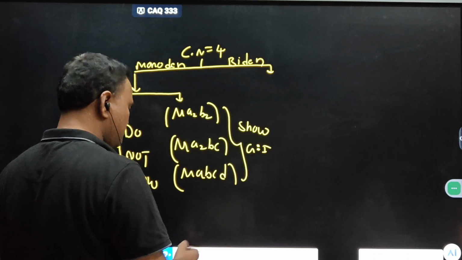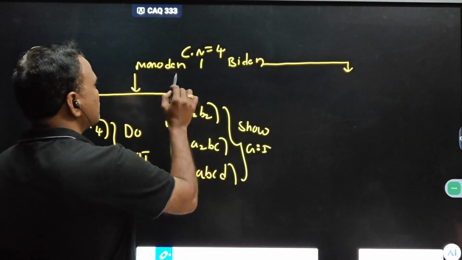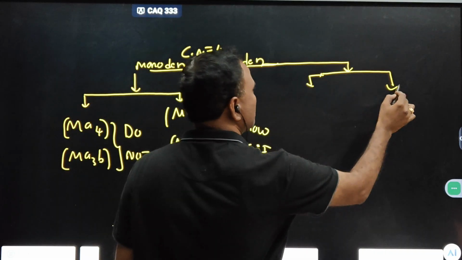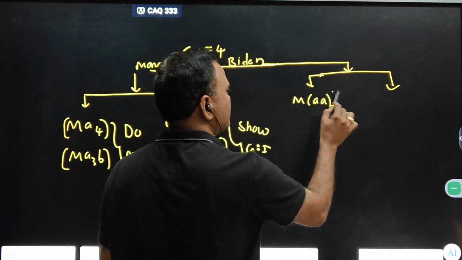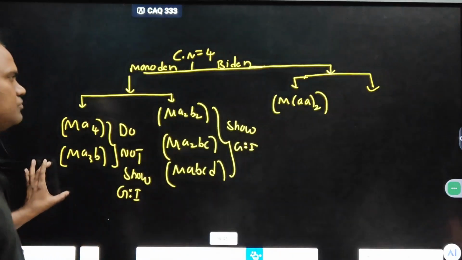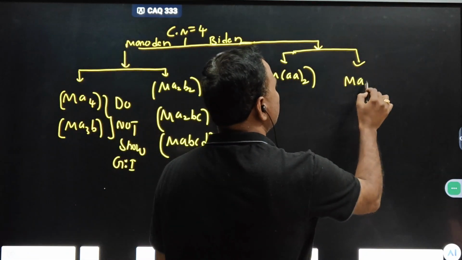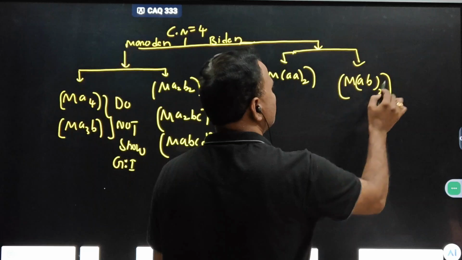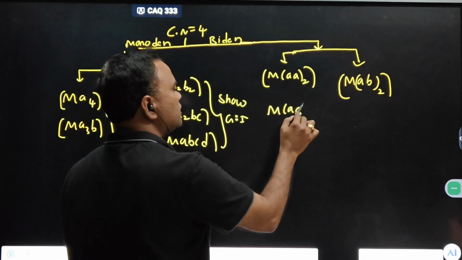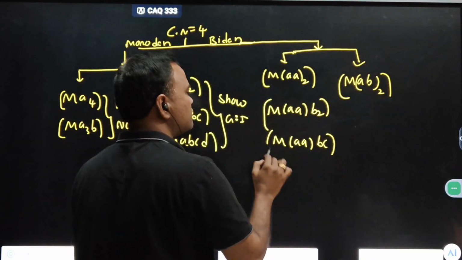With the bidentate ligands, tell me, MAA2, MAB2, MABC, which do not show? MAA taken twice does not show geometrical isomerism. MAB type, AB2, shows GI. And here I gave another category also. MAA B2 and MAA BC also do not show.